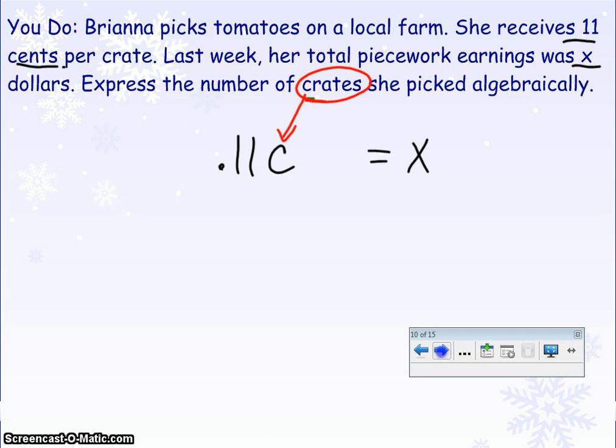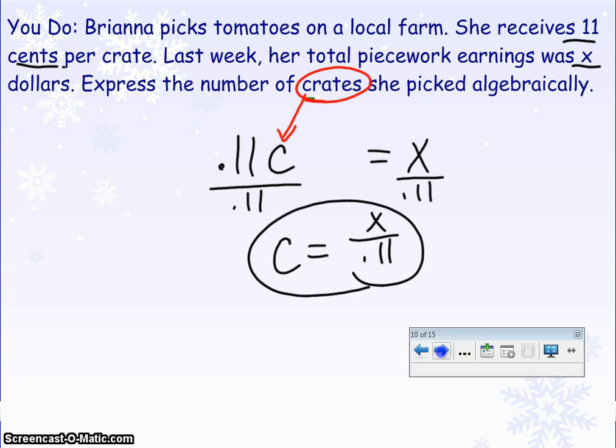And C is crates, so C is what I need to get alone. So I'm going to divide both sides by 0.11. And the number of crates is what she earned divided by 0.11.